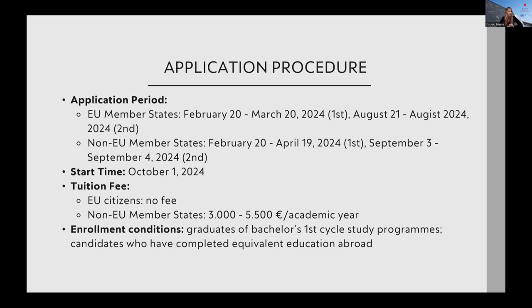If you are a non-EU member, the enrollment dates are from the 20th of February to the 19th of April, and also from September 3rd to 7th, or 4th September, if you were not able to apply until April. All study programs start in October, from the 1st of October.